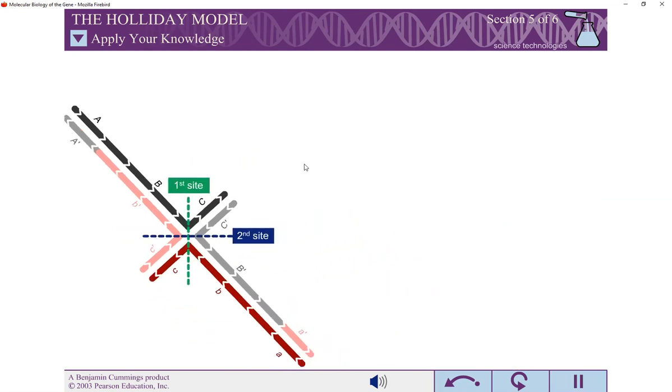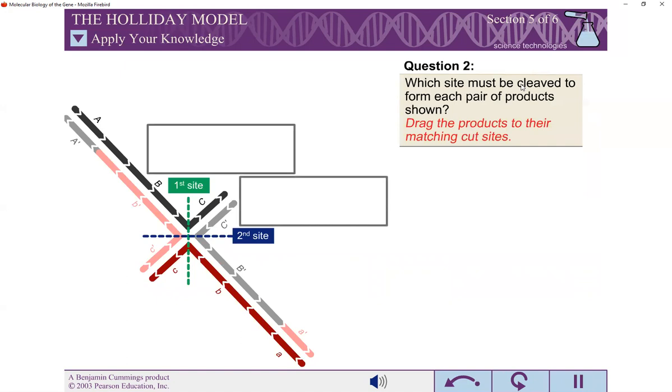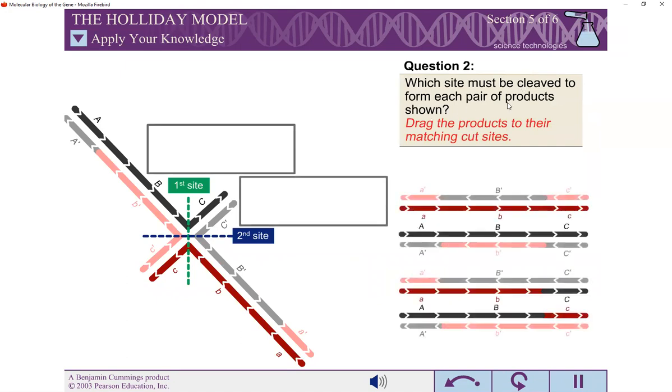The next question. Question 2. Which site must be cleaved to form each pair of products shown? Drag the products to their matching cut sites. Now, you know that when the cleavage site is present in the form of a particular plane, it would be referred to as a patch recombination product. What happens in the case of a patch recombination product? This is a planar cleavage. Planar cleavage means patch recombination. In the case of patch recombination products, there is a patch that is going to be produced.